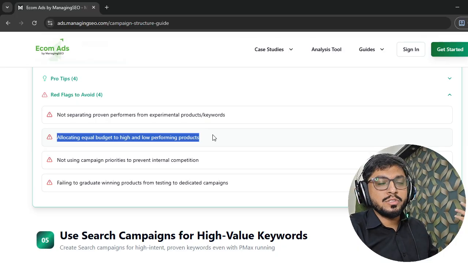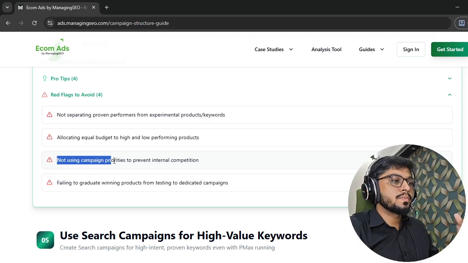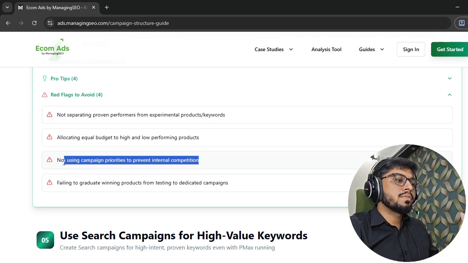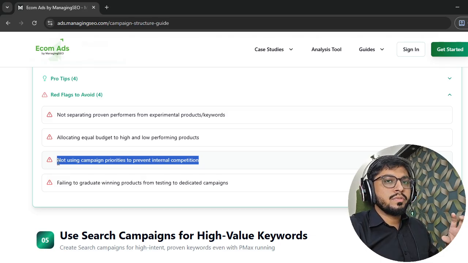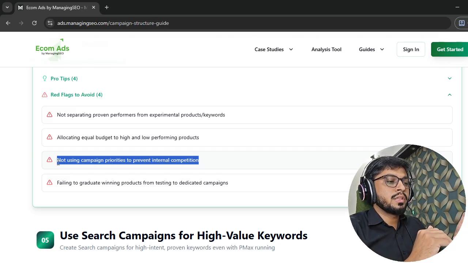Anyways, allocating equal budget to high and low performers is a red flag. Obviously, you'll have to spend more on high performers. Then, not using campaign priorities to prevent internal competition. It's complex, if you're a newbie, just ignore it. Otherwise, when we have portfolio bidding strategies, one bidding strategy for multiple campaigns, and we have added a test campaign and a high performance campaign in it, Google is going to think it has to treat both of them equally, but that's actually wrong. We'll have to treat the high performers separately with more budget.